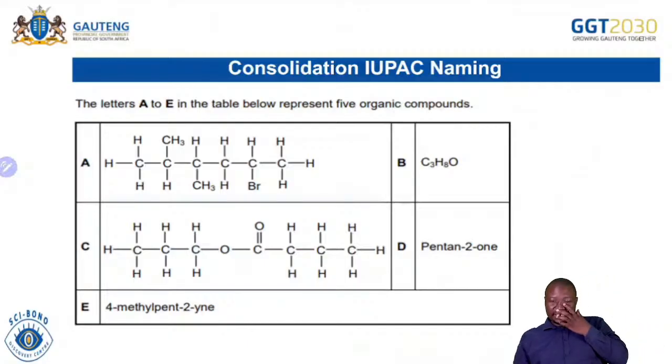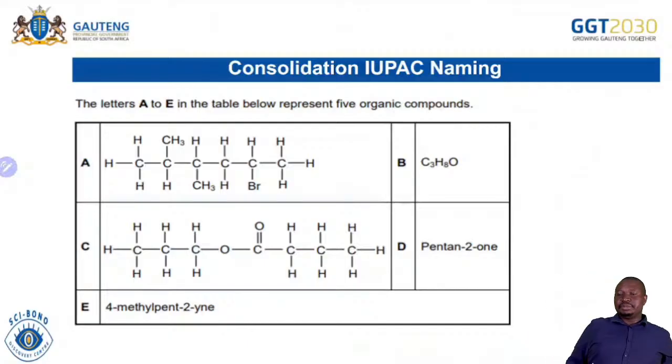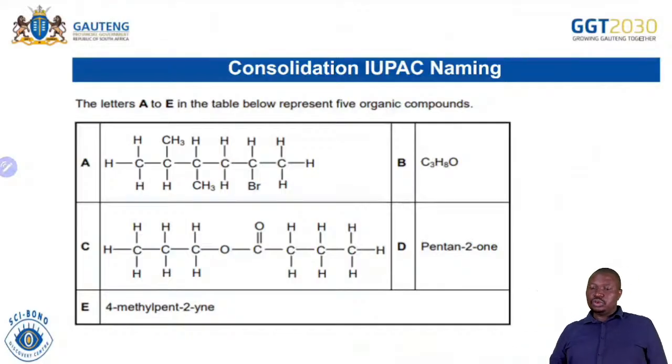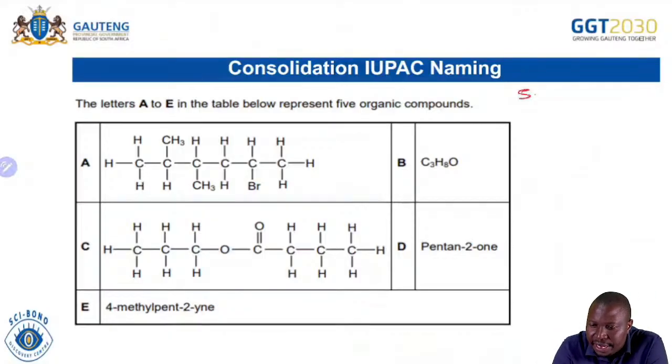Now I want us to look at number A. I'm just consolidating naming, because for naming, you must know how to name organic molecules. Let's look at number A, for example. Remember, we said we start from the end, which is the suffix, then the parent chain, and the prefix. That's how we're going to name our structure.